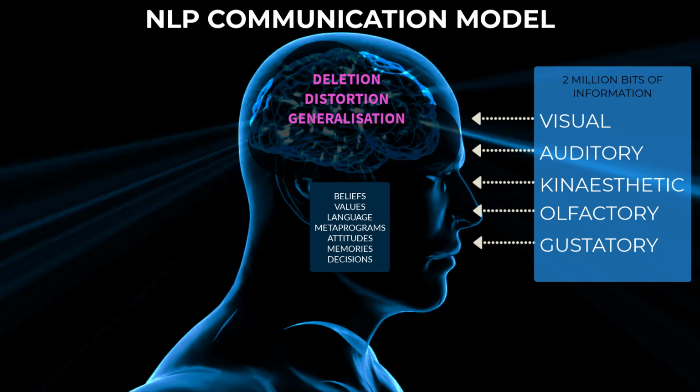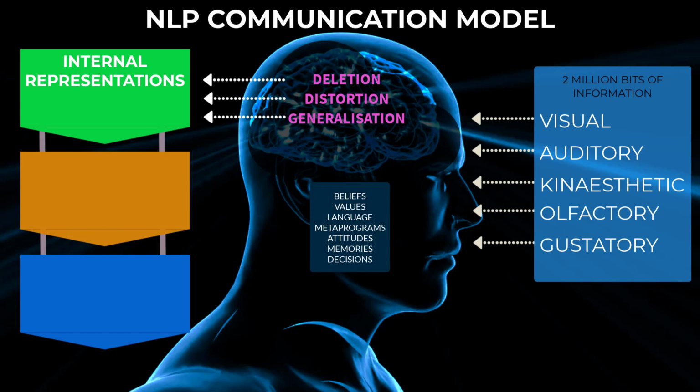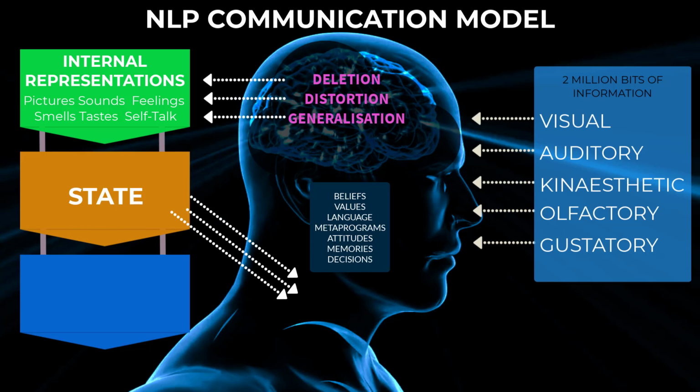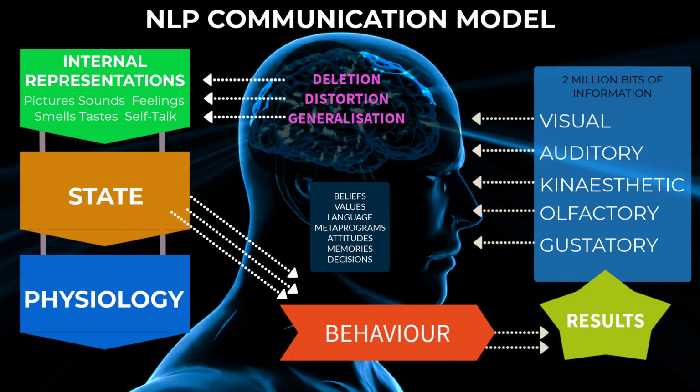So all of these filters affect our internal representation. Now, an internal representation is made up of different qualities. This is our model of the world. An internal representation is made up of pictures, sounds, feelings, smells, tastes, internal dialogue and self-talk. The internal representation will impact your emotional state, and your state will impact your behaviour and what you do and how you do it. And this determines the results you achieve. In addition, you will notice that your physiology will impact your state, and your state will influence your internal representation.